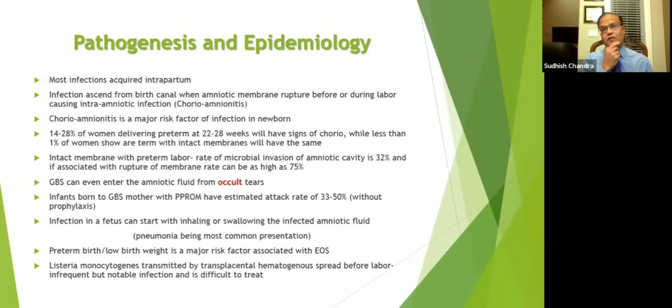And you will be surprised that for babies who are born preterm, even though the mother may not have real clinical chorio, 14 to 28% of these women will have either histological chorio or clinical chorio. And only 1% of mothers at term with intact membrane will have a chorio. So you can understand the difference.